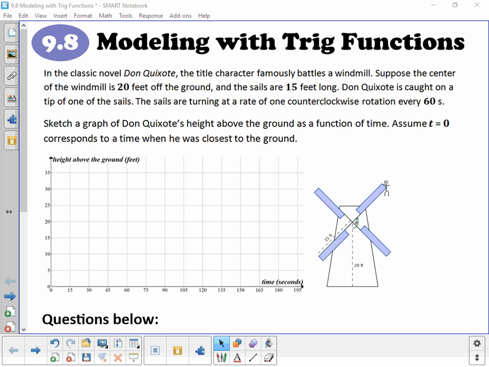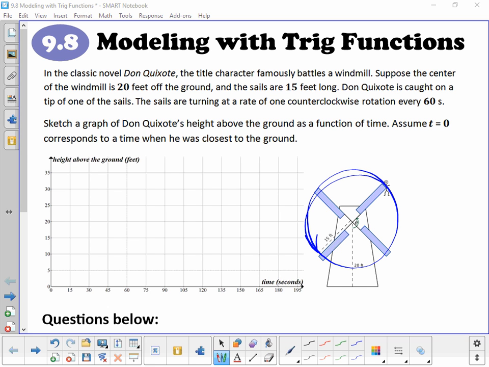So this first one says, in the classic novel Don Quixote, the title character famously battles a windmill. Suppose that the center of the windmill was 20 feet off the ground and the sails are 15 feet long. Don Quixote is caught on the tip of one of the sails, and the sails are turning at a rate of one rotation every 60 seconds. So he's just spinning around and around. Well, we can model his height above the ground as a function of time.